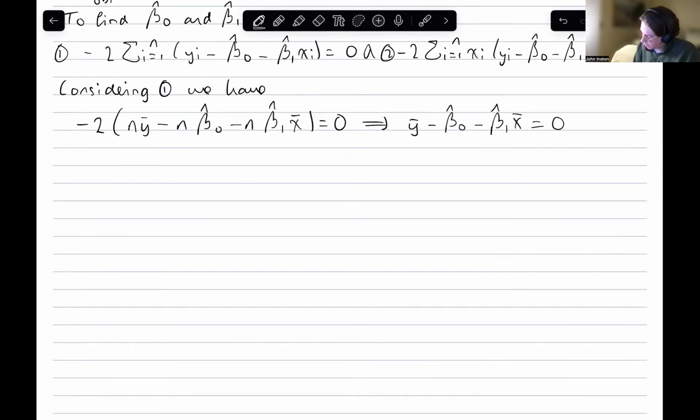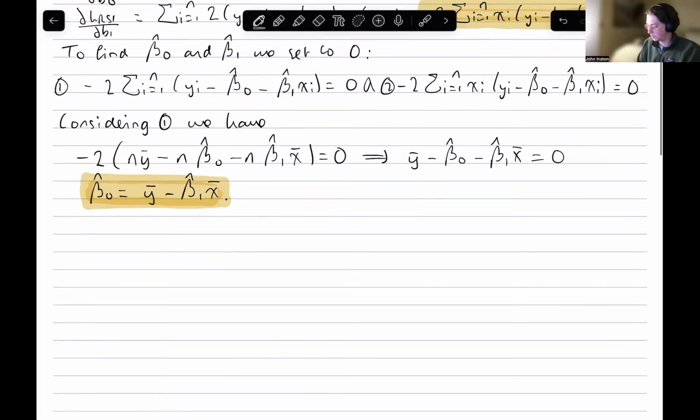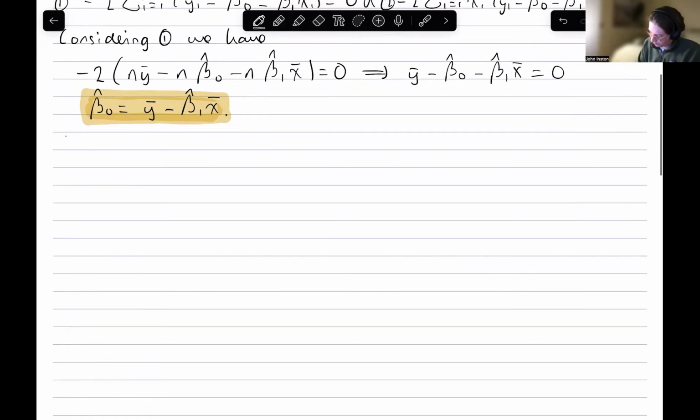Equals 0. And this is why we can write our first expression: beta hat naught is equal to y bar minus beta hat 1 x bar. So this is our first expression. So now if we can get a closed form expression for beta hat 1, we can substitute that in, as long as they don't depend on each other. If they depend on each other, we just have to cancel them out from each other. But let's consider 2.